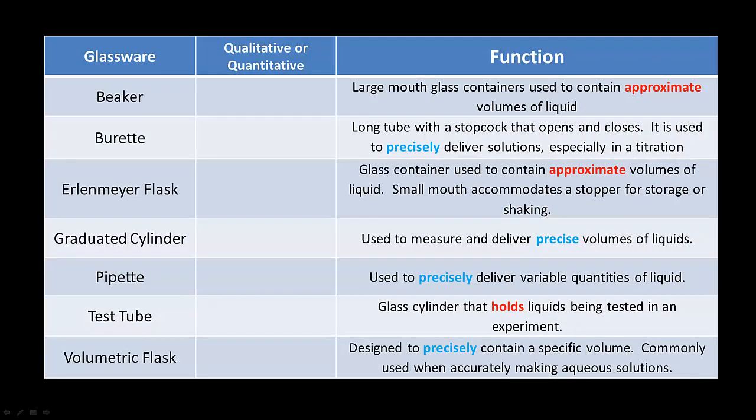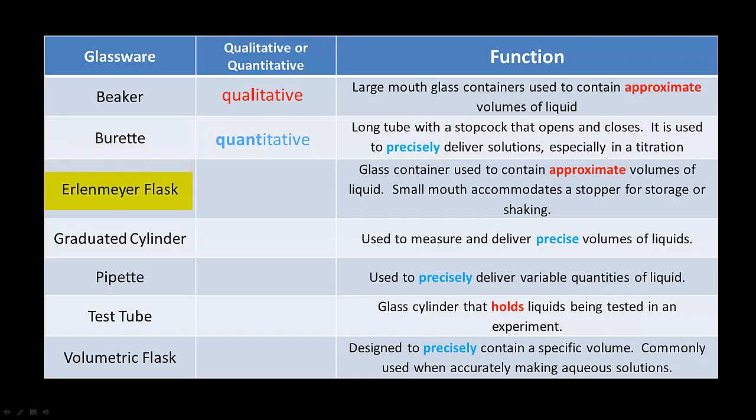Let's talk about glassware that we use in the lab and determine by its descriptions if it is a qualitative piece of equipment or a quantitative piece of equipment. Remember, approximate indicates qualitative and precise indicates quantitative. Beakers hold approximate volumes, which means it's qualitative. Burettes are used to precisely deliver, so it's quantitative.